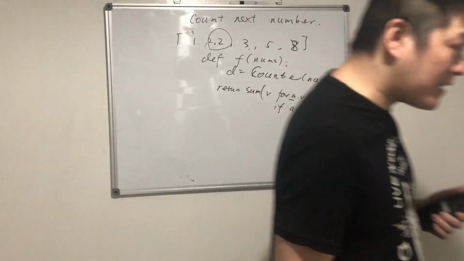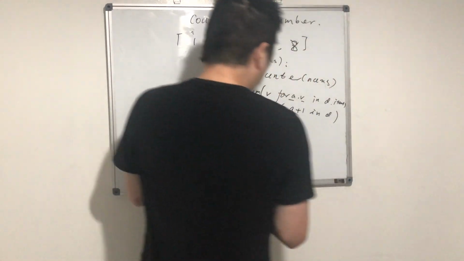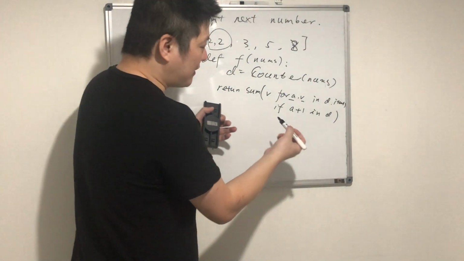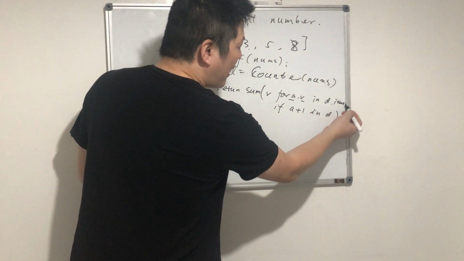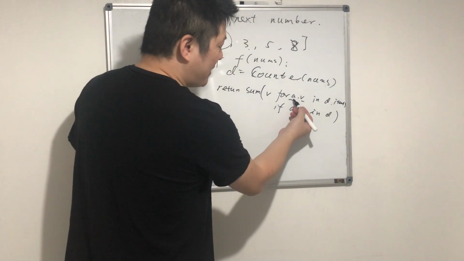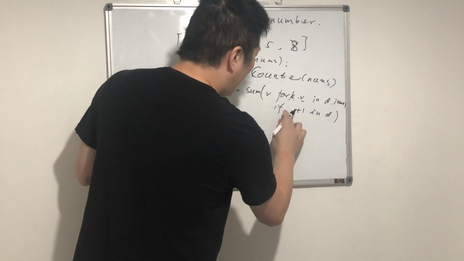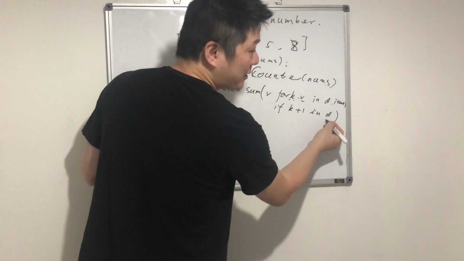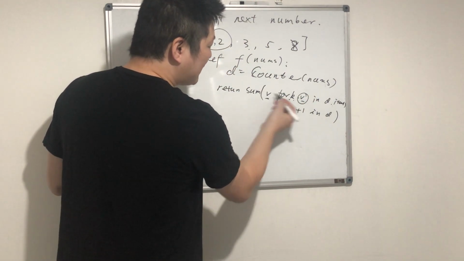Okay, so let's see. Yeah. So do you see it? Look, this is a very fancy syntax. Okay, so for K, V in D dot items, and K is the number, and I want to check if K plus 1 is also in D, and I want to count this V. Count the V, sum the V, yeah.